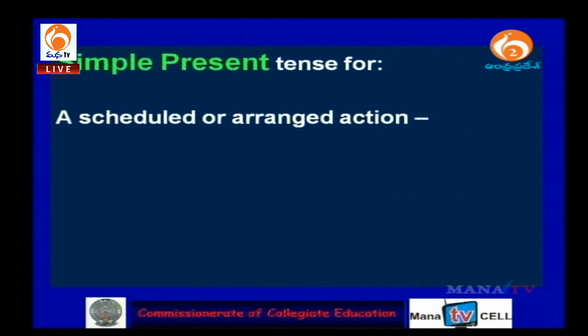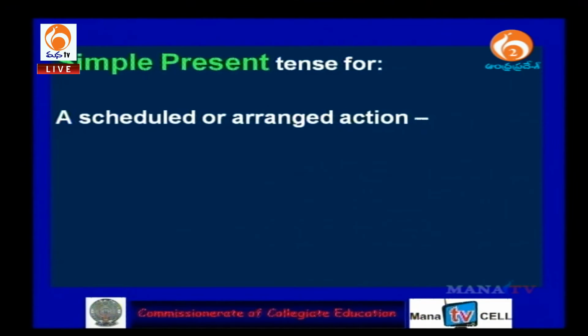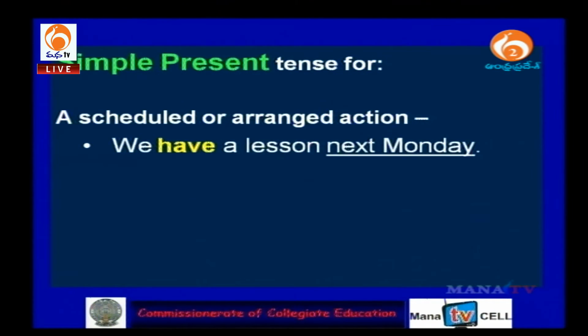So the first possibility or the first option to represent a future action is simple present tense. So this is a very commonly used tense to represent a future action. When do we use simple present for simple future? When a scheduled or arranged action is to be described, we don't use will plus V1 as an option. We use V1 or V1 plus S as an option for a future action. Now look at the examples. We have a lesson next Monday. I need not say we will have a lesson because it is an arranged action.